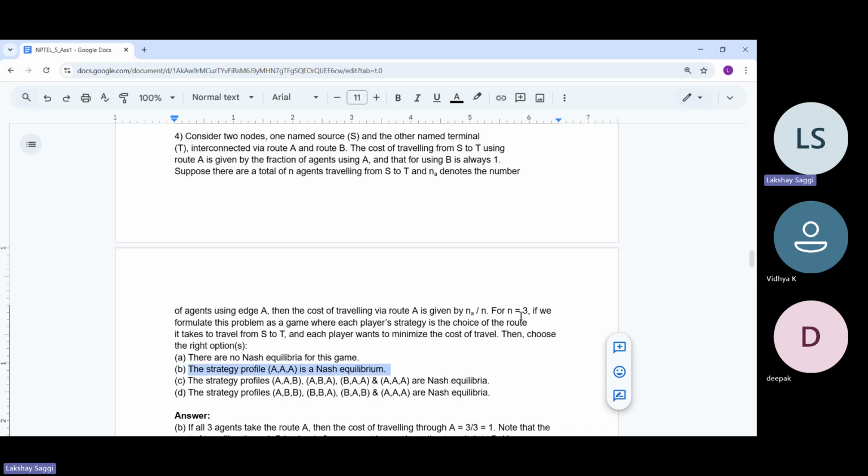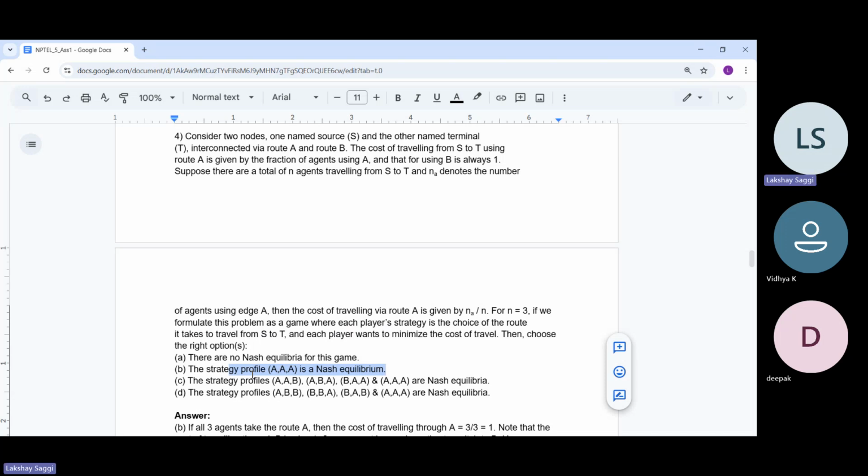Okay, so what we can formulate here is there are three agents and Na is the number of agents using edge A. So Na can be equal to 0, 1, 2, or 3. No agent takes route A, one agent takes route A, two agents take route A, and three agents take route A. So we want to see which of these will be a possible Nash equilibria. Right. So the strategy profile AAA, option B says, is a Nash equilibria. And what does the strategy profile AAA mean? It means that all the three agents are taking route A.